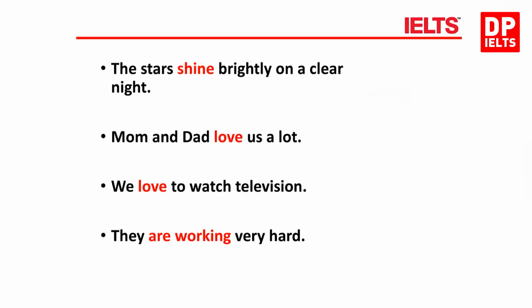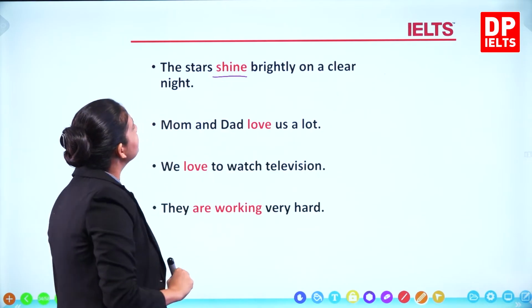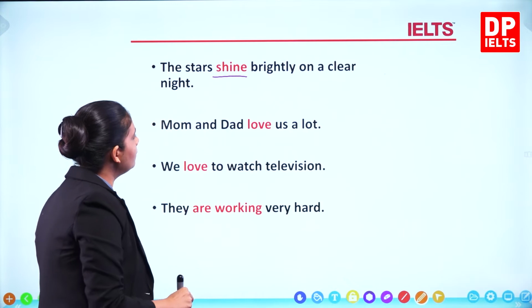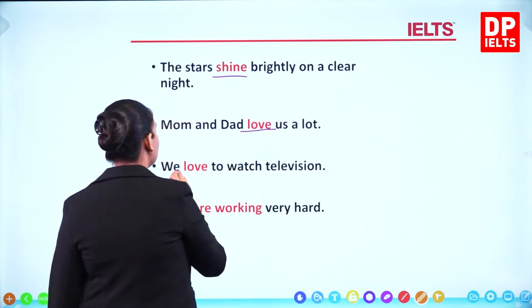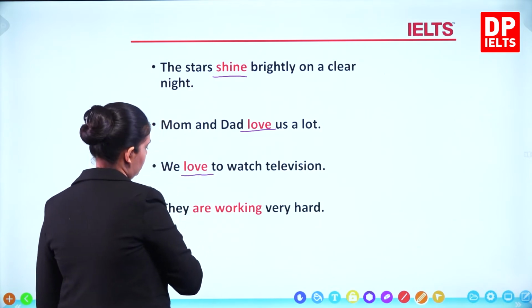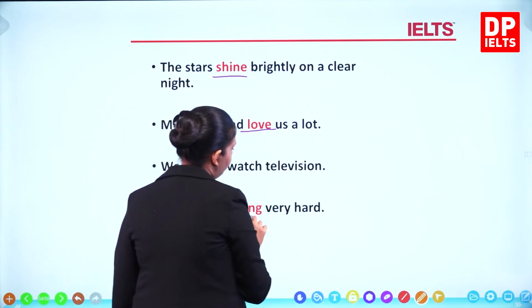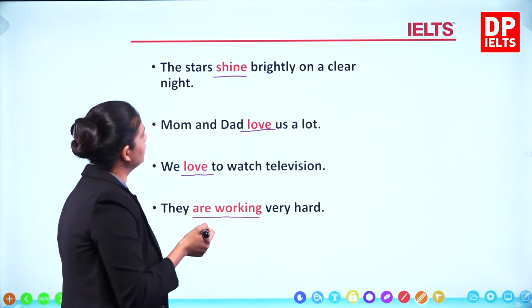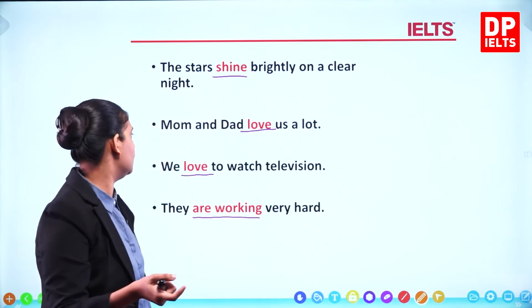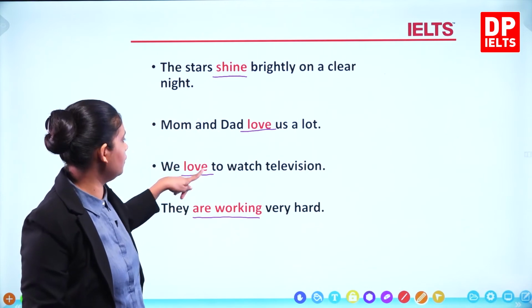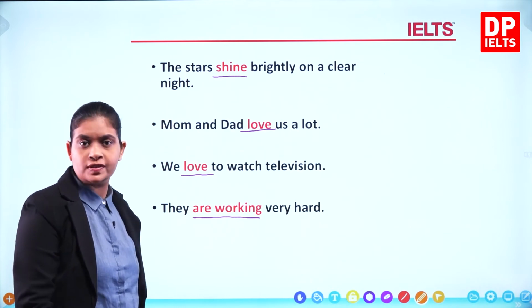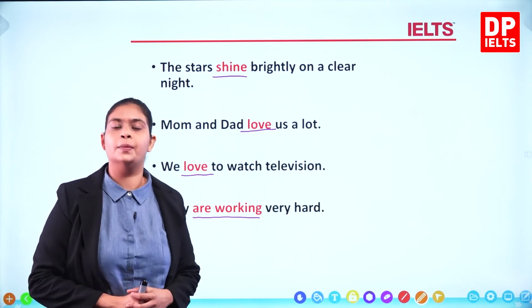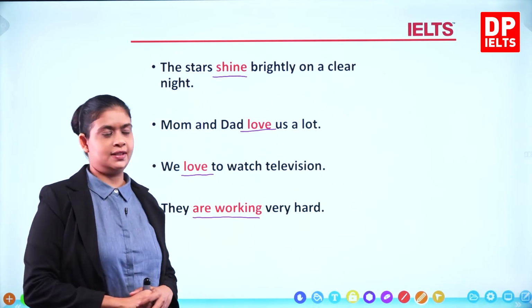The stars shine brightly on a clear night. Mum and Dad love us a lot. We love to watch television. They are working very hard. So let's have a look at it. The stars shine. All of this, the first three rather, are in the present tense. The last one is in the present progressive, or we call it the present continuous tense. Right?